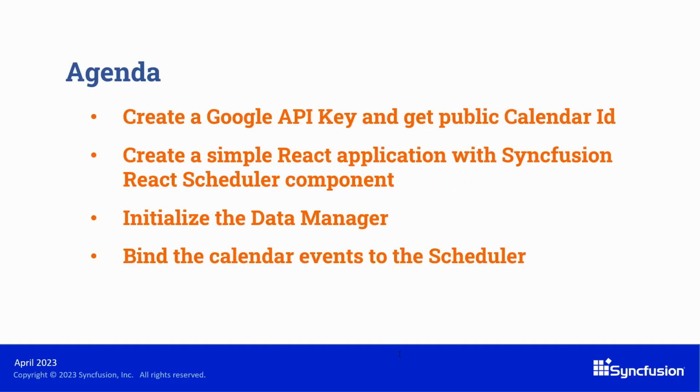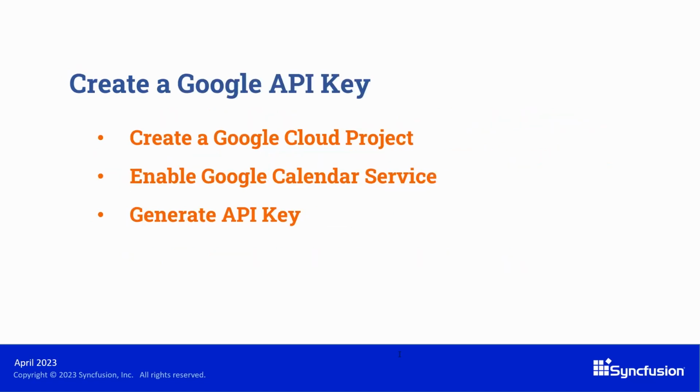In this session, we are going to create a Google API key and get the public calendar ID. After that, create a simple React application with the Syncfusion React Scheduler component. Then, initialize the data manager and retrieve the data from the API and bind it to the scheduler component. First, let's start with creating a Google API key.